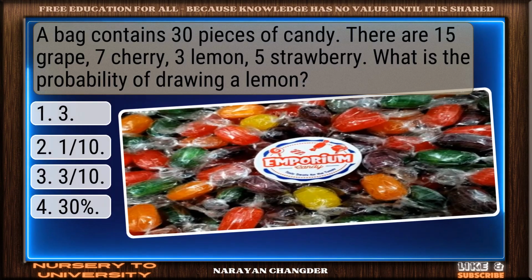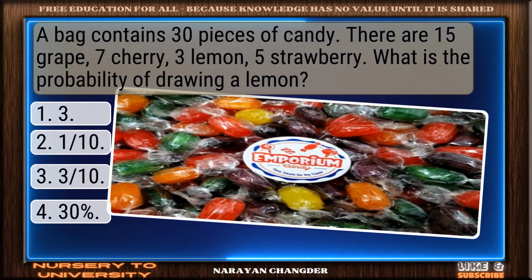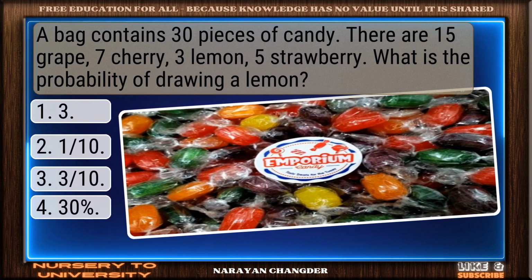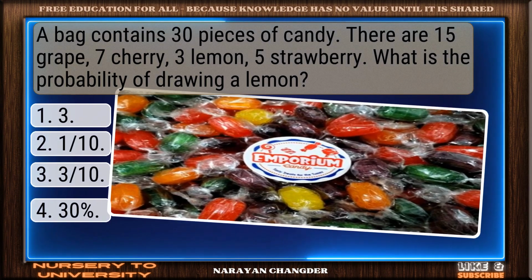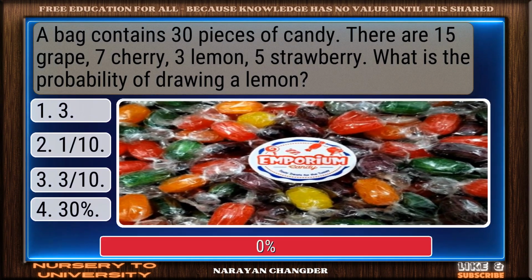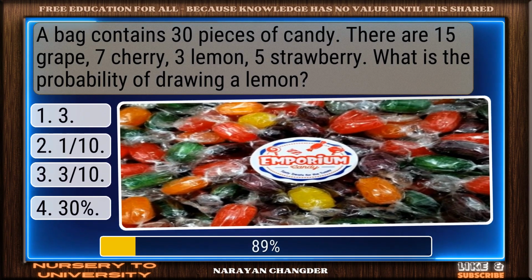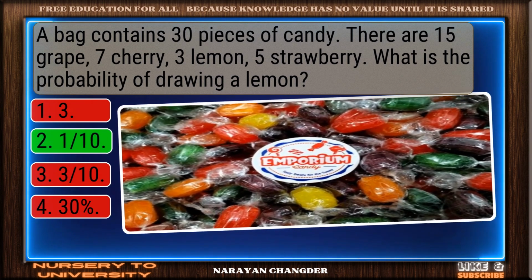A bag contains 30 pieces of candy. There are 15 grape, 7 cherry, 3 lemon, 5 strawberry. What is the probability of drawing a lemon? Perfect. 1/10 is the one.